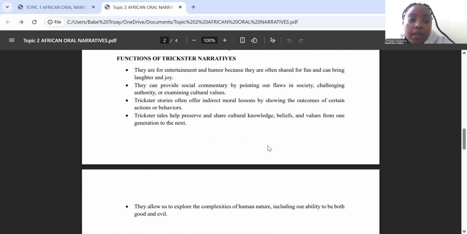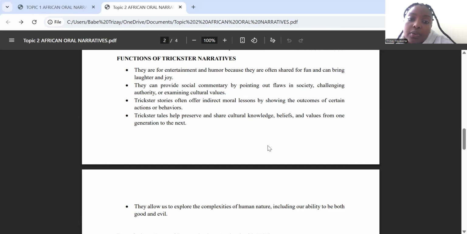So we will now look at the functions of trickster narratives. They are for entertainment, as I said, or African narratives are meant for entertainment, education, preservation of culture, and benefiting the community, or rather social awareness. They are for entertainment and humor because they are often shared for fun and can bring laughter and joy.